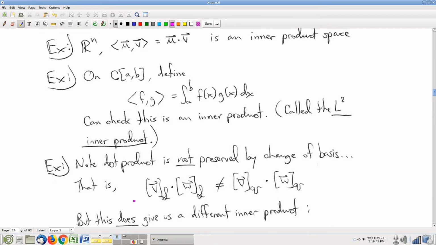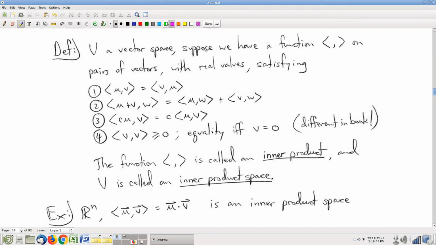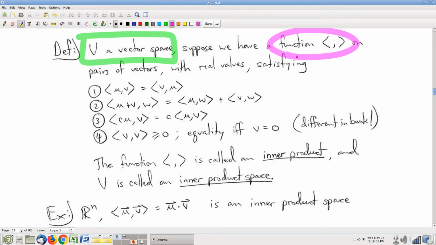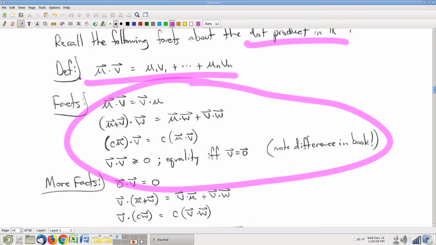So now a quick reminder. Here's what we were talking about with inner product spaces. We started with a vector space. We attached to it a new operation called an inner product. The rules for an inner product are these 4 properties here. Where did these 4 properties come from? They came from these 4 properties of the dot product.